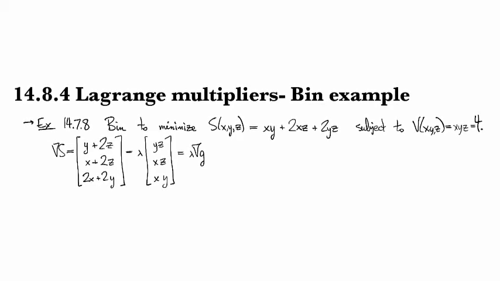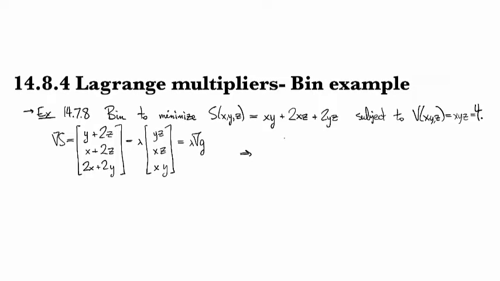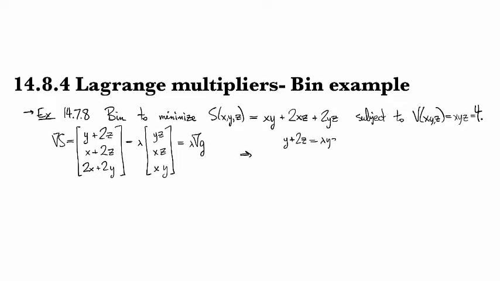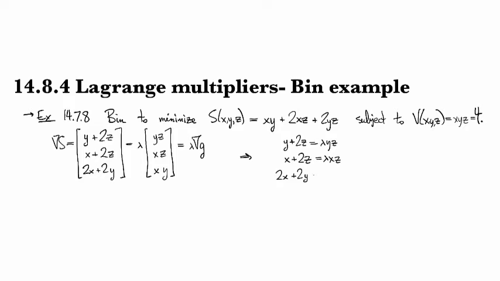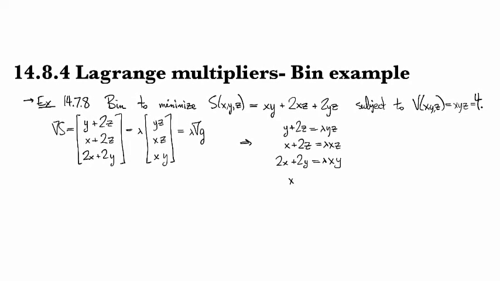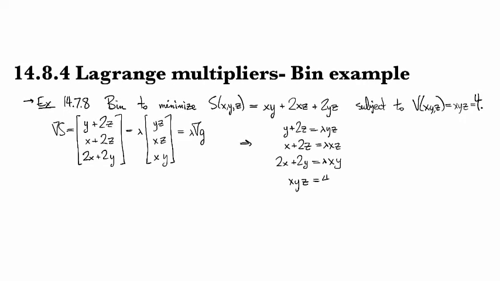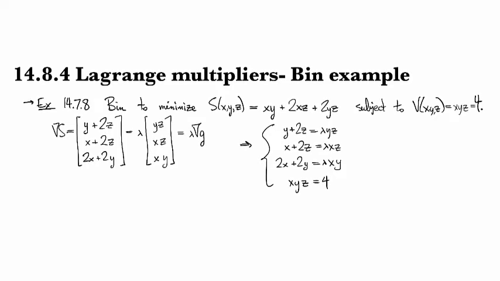Okay, so then this gives me some system of equations. I've got from the top, y plus 2z equals lambda yz, and x plus 2z equals lambda xz, and then 2x plus 2y equals lambda xy. And then of course we've got the constraint equation, xyz equals 4. So that's the system of equations that I have to work with.